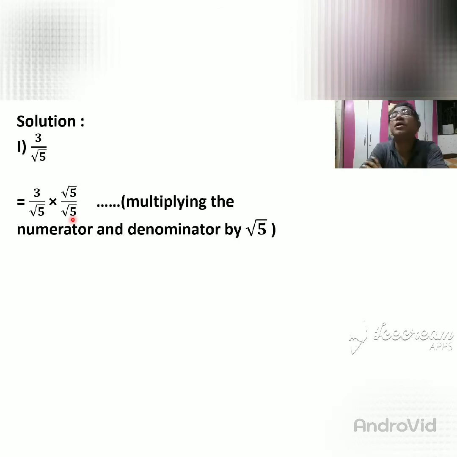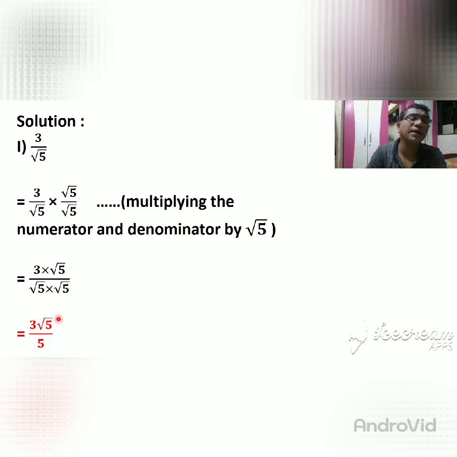Do you understand, my students? It is very simple. According to that rule we rationalize. Here the denominator is root 5, so root 5 is multiplied by root 5. If it is multiplied to the denominator, the same number is multiplied to the numerator. So 3 into root 5, and root 5 into root 5 gives 5. So your answer is 3 root 5 divided by 5.